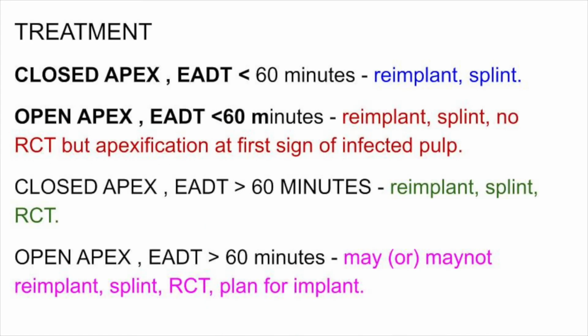Treatment: closed apex, EADT, that is extra alveolar dry time, less than 60 minutes. That is, we can reimplant and splint. Open apex, EADT less than 60 minutes: reimplant, splint, no RCT, but apexification at the first sign of infected pulp.